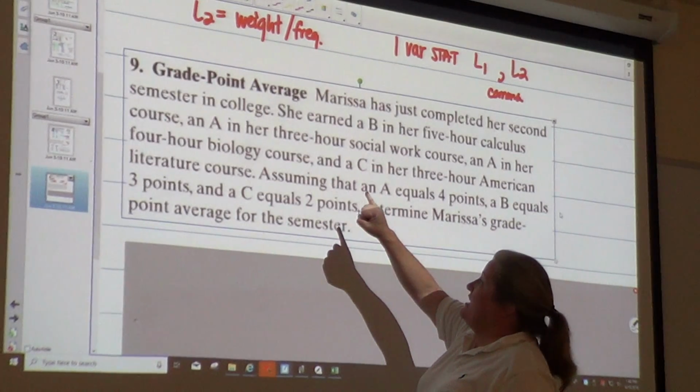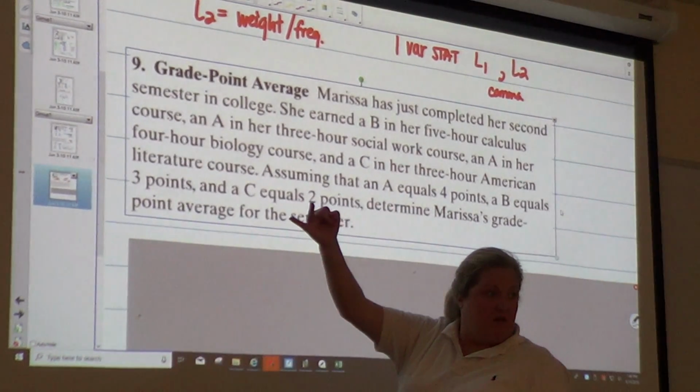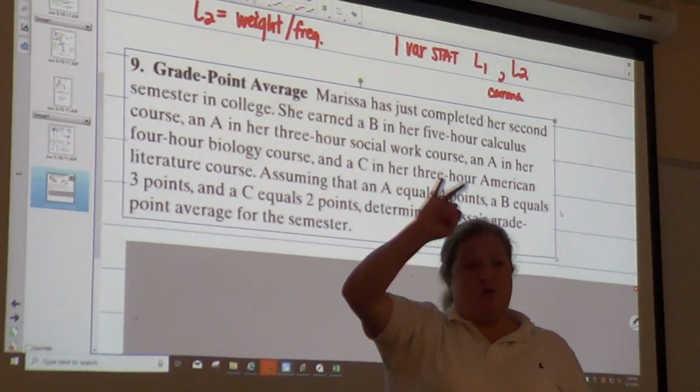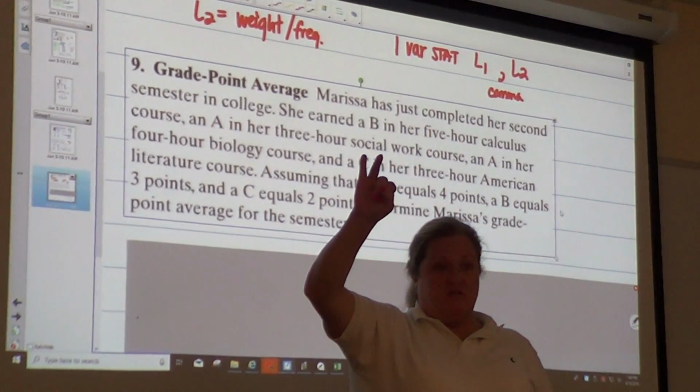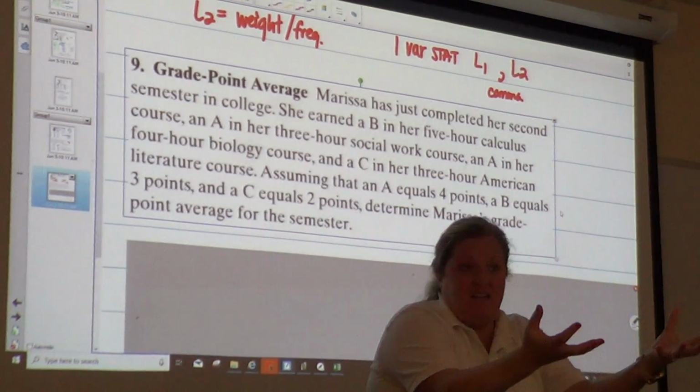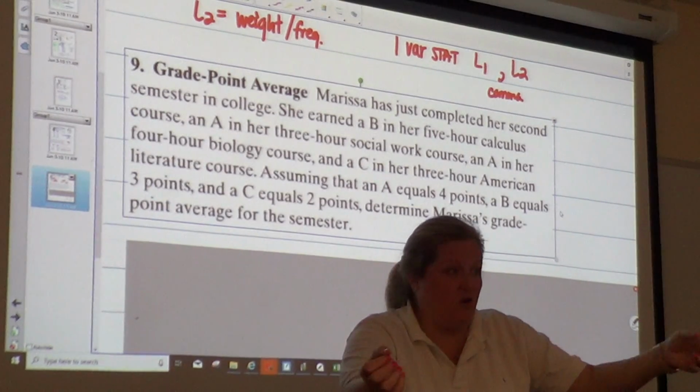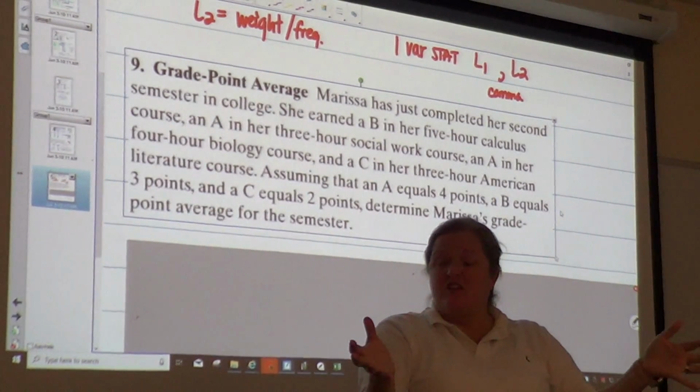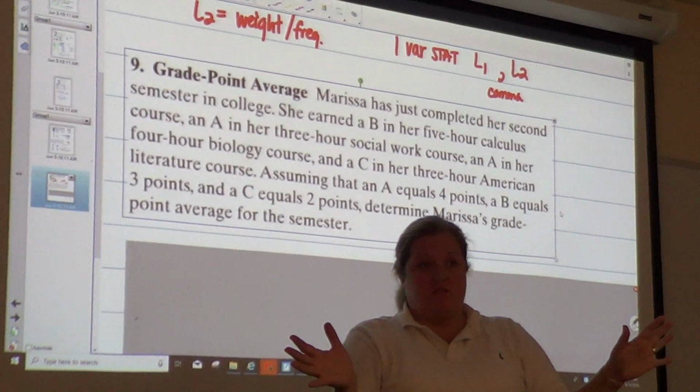So I've got to have an L1 and an L2. I have a grade, and I have an hour. Which one's going to be my L1 and which one's going to be my L2? Your hour is your weight. It weights as a 4-hour course. It weights as a 3-hour. Here, y'all, almost everything is a 3-hour course.